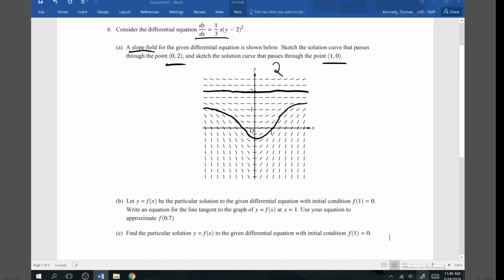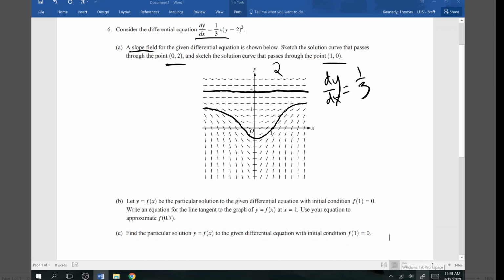For B, it says find a tangent line. Tangent lines with differential equations are really easy because you already have the slope equation. No calculus is required for this question. All I do is plug in the point they give me into the slope equation.